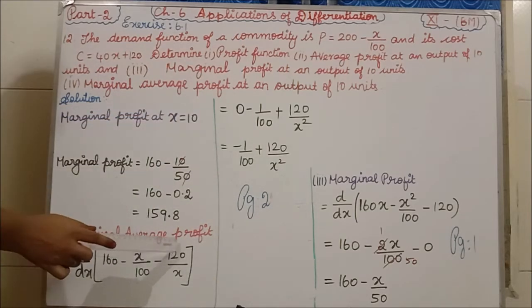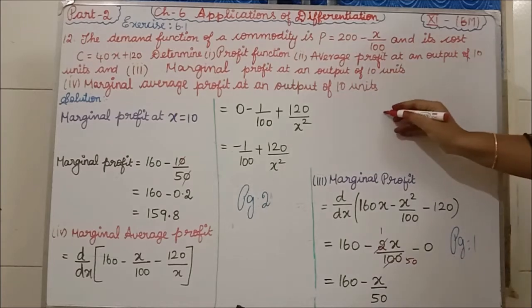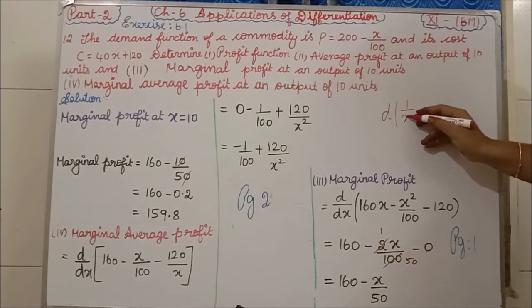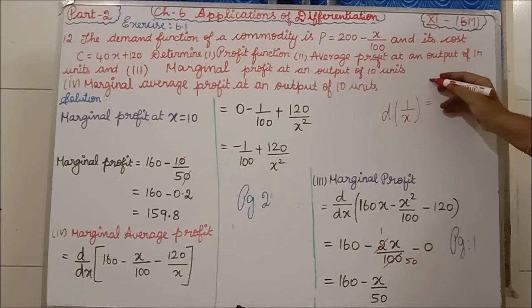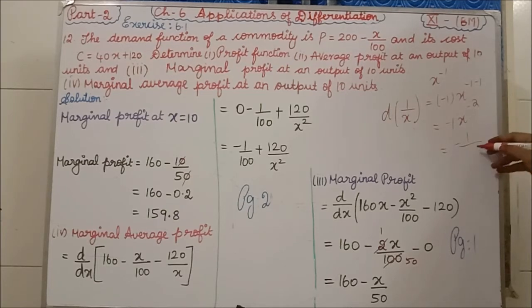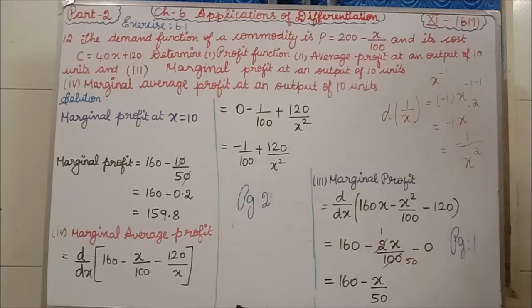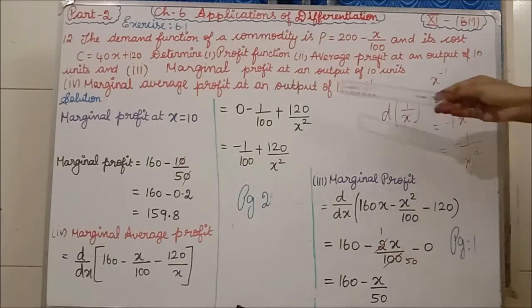Now we have minus 120 by x. I told you in the beginning, I think we saw this concept in the part 1 session: differentiation of 1 by x. 1 by x is nothing but x power minus 1. So minus 1 into x power minus 1 minus 1, which is equal to minus 1 into x power minus 2. From this we can write minus 1 divided by x square, I told you, isn't it? So we get minus 1 by 100 plus 120 by x square. Clear now?